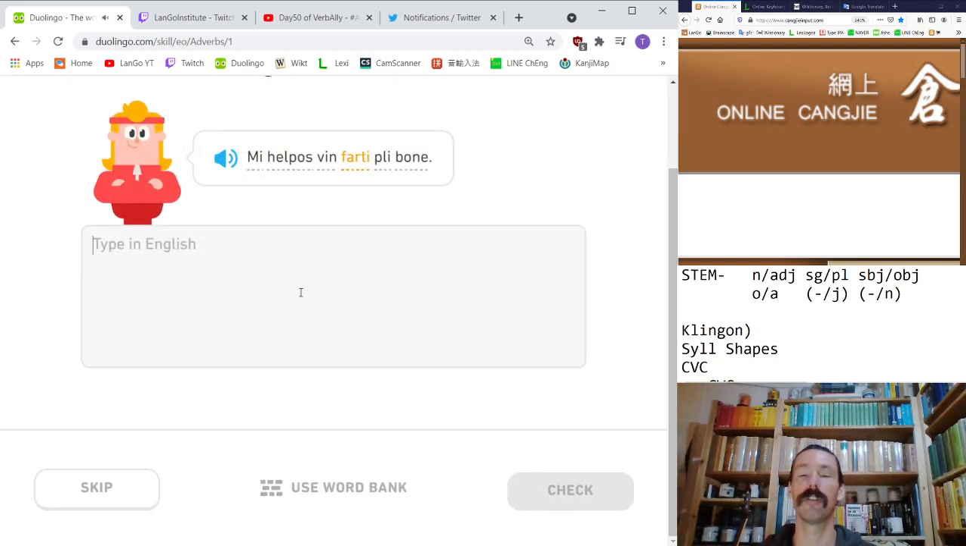Mi helpos vin farti pli bone. This is the verb of going. And the E suffix infinitive, farti. Helpos, I will help vin you to go. Farti, to feel. Bone. Pli, like French, pli bone, better. I will help you to feel better.